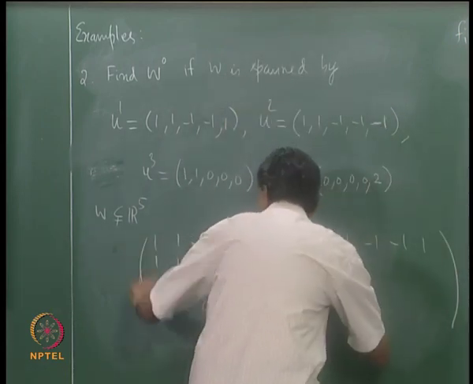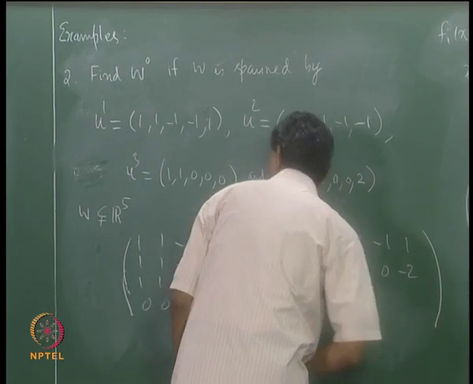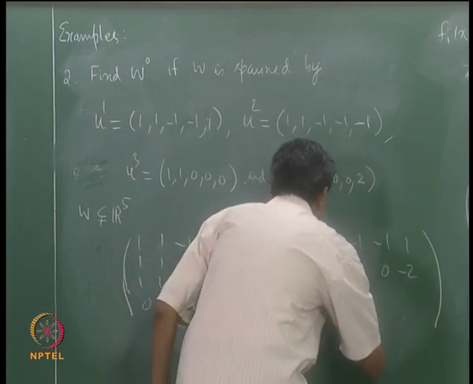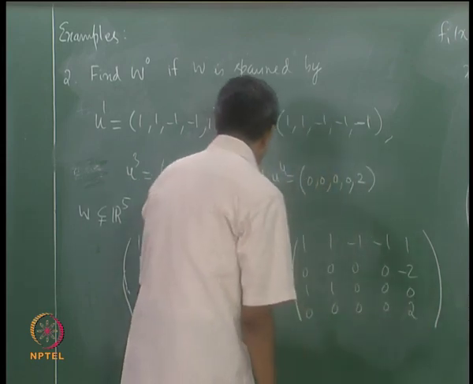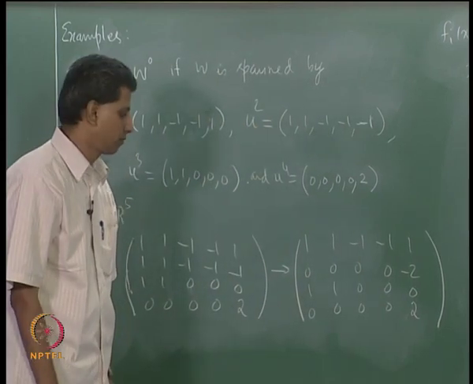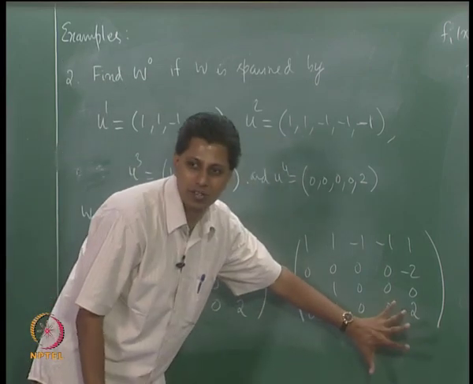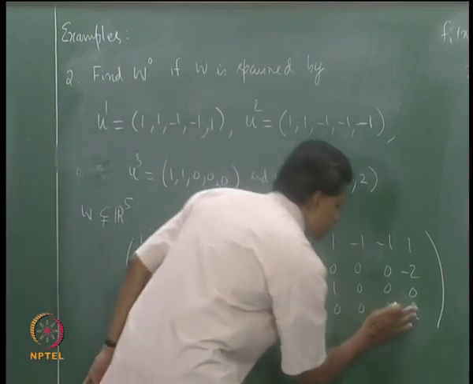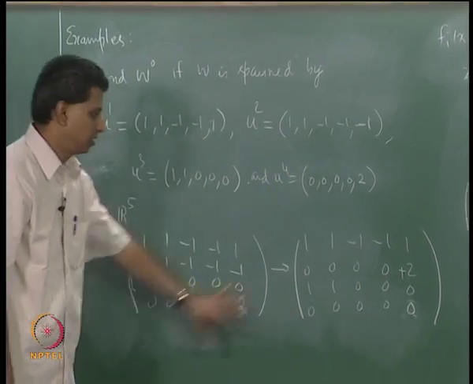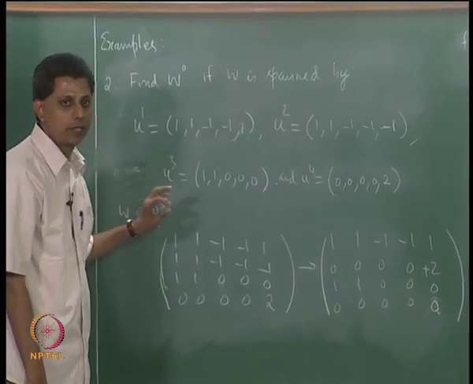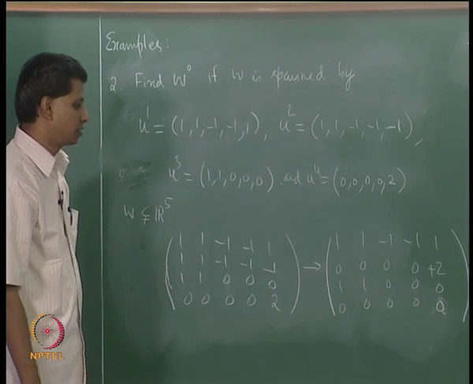So minus this plus this. I will keep this one also as it is. And then observe the last one is 0 0 0 0 2. In the next step, what could be done is this 2 could be made 0. So I will make that here itself. This could be made plus 2, doesn't make a difference. So what is clear is that the 4 vectors are not independent, only 3 of them are independent. Dimension of W is 3, we need to determine W0.